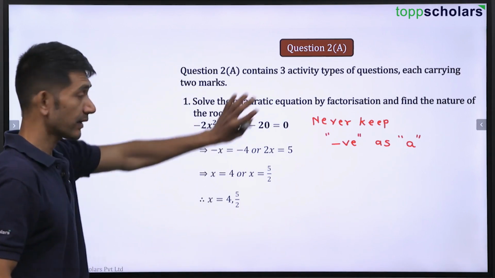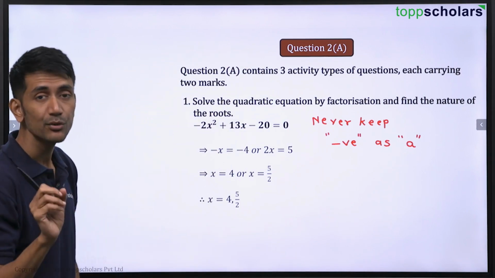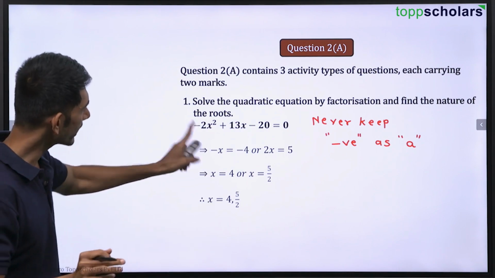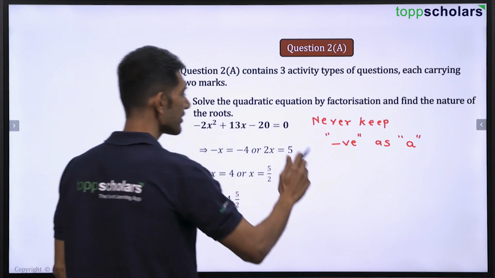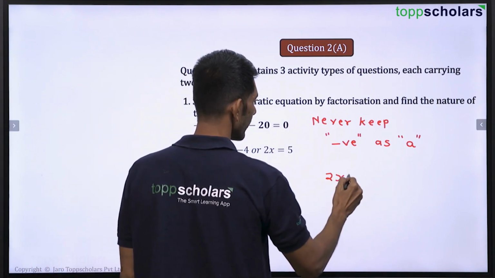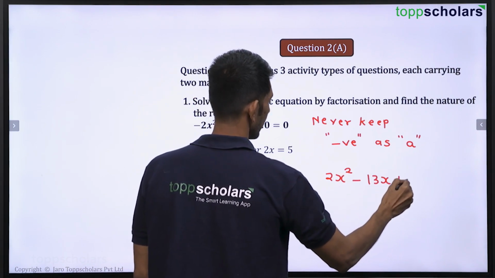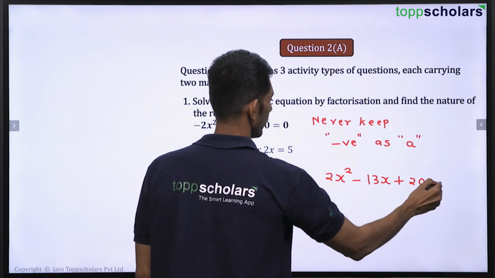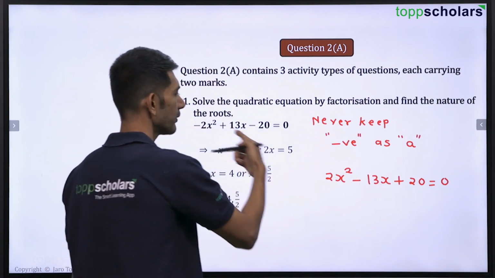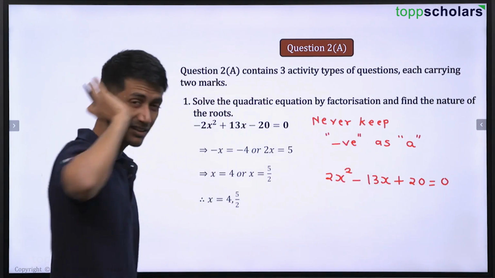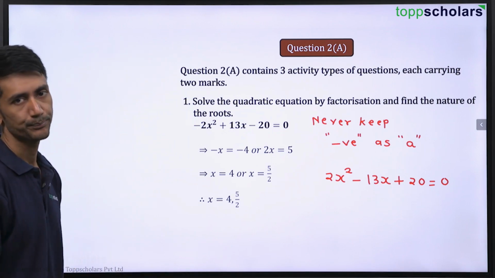Whenever you see negative, I am talking about if they don't ask you this question in activity. They don't keep this as minus. You change the signs and make it as 2x square minus 13x plus 20 is equal to 0. Minus becomes plus, plus becomes minus, minus becomes plus. This is how you should solve it.